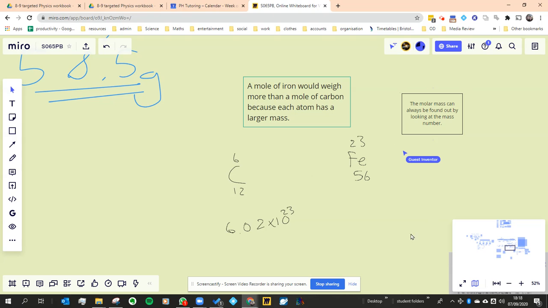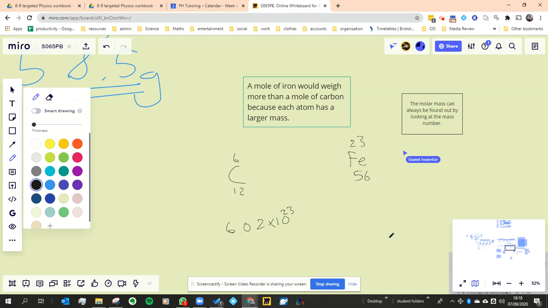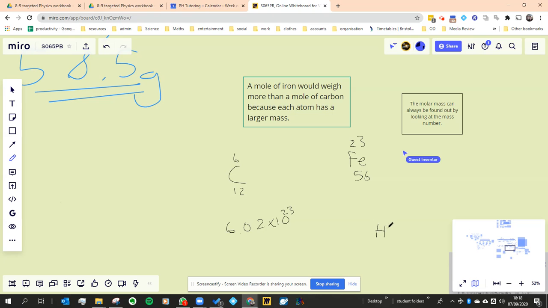Now, there is one thing to be aware of when we say things like that, and that is the example I nearly gave, which was hydrogen, which has a mass number of 1. It wouldn't be correct to say a mole of hydrogen is 1 gram, even though it would be correct to say a mole of carbon is 12 grams, a mole of iron is 56 grams. A mole of hydrogen is not 1 gram.